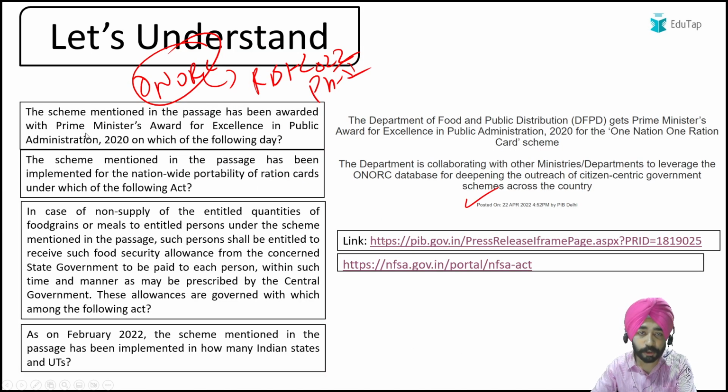The first question is: the scheme mentioned in the passage has been awarded the Prime Minister's Award for Excellence on which of the following days? Second: the scheme mentioned in the passage has been implemented nationwide, that is nationwide portability of ration cards, under which of the following acts? Third: as on February, the scheme mentioned in the passage has been implemented in how many Indian states? Now let me go back to the thing here again.